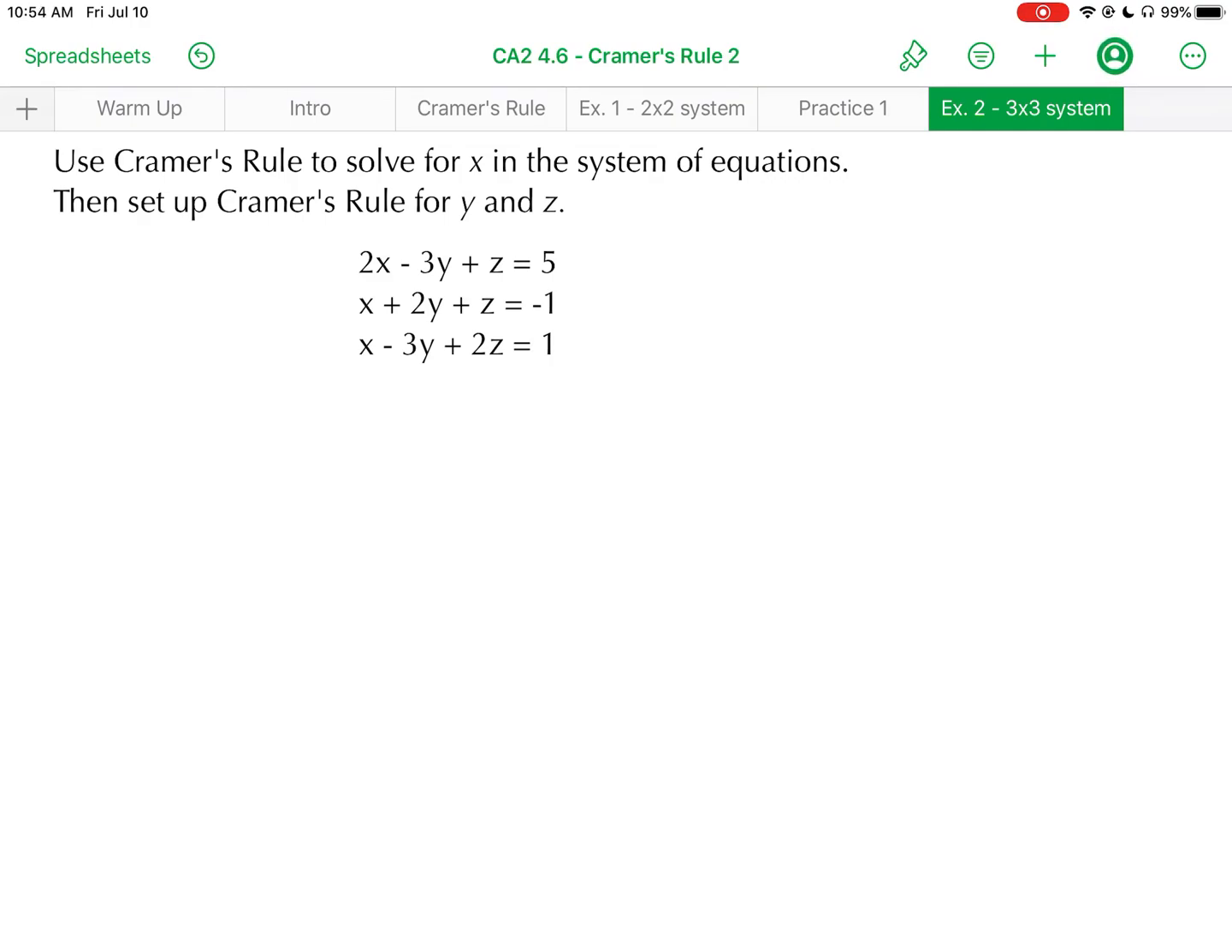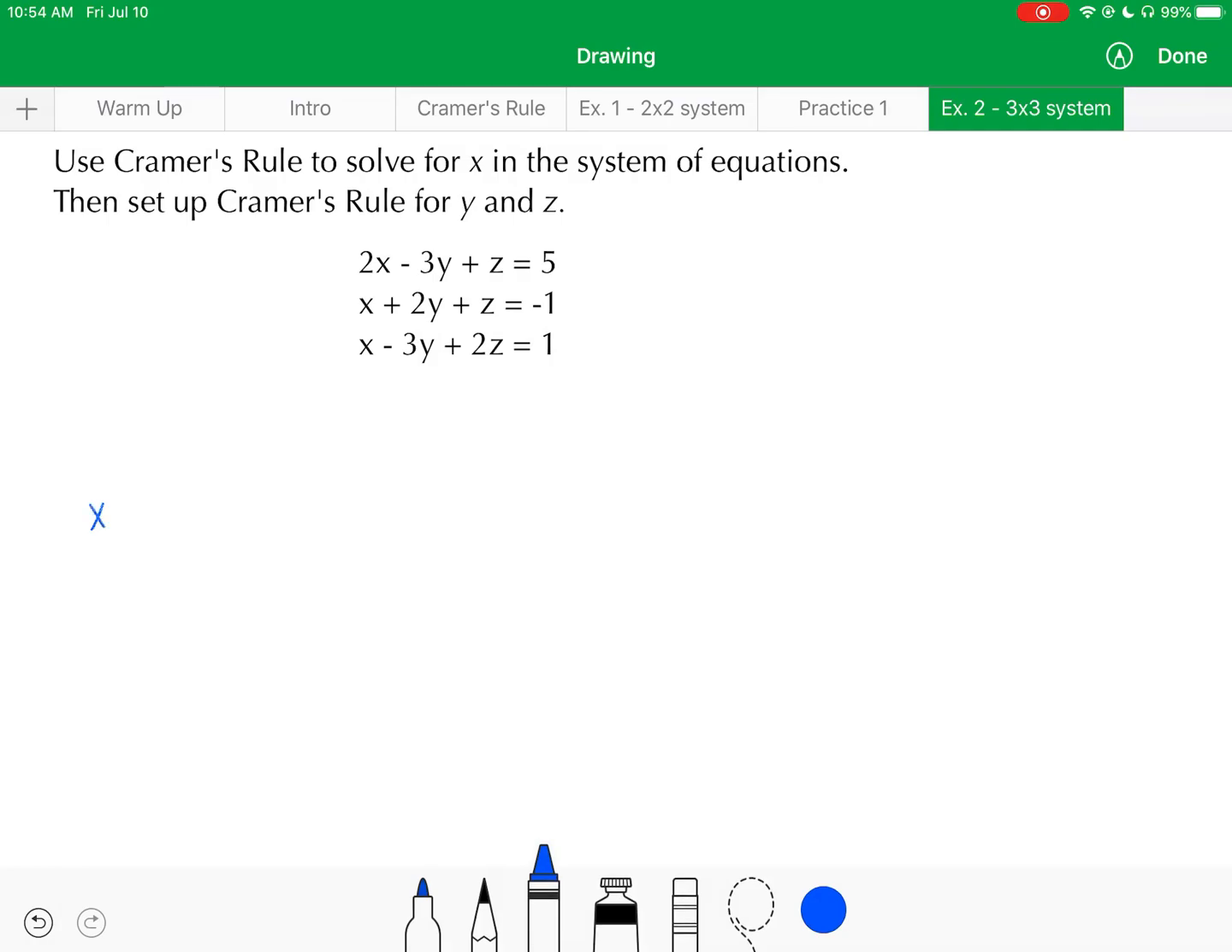And then just to keep the video from getting too long, instead of solving for the other two variables, I'm simply just going to set up Cramer's rule for y and z and not actually evaluate, okay? So notice all three equations of my system are already in standard form, so that's perfect. And here would be the setup for the variable x, okay?